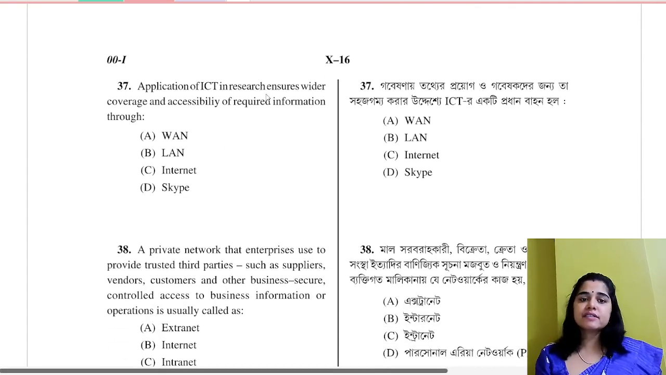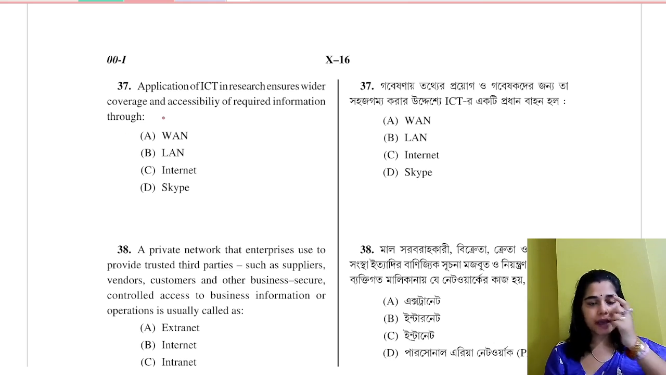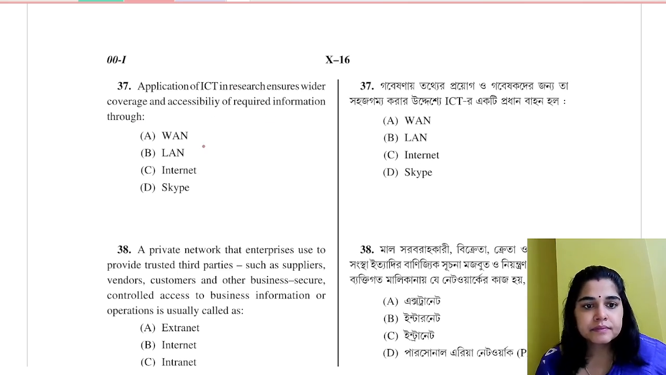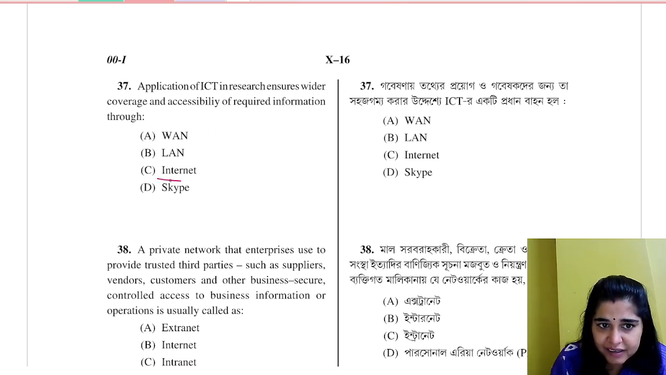Application of ICT in research ensures wider coverage of accessibility for required information. Application of ICT is what? Internet? Is it internet? Yes, it's internet. Yes.